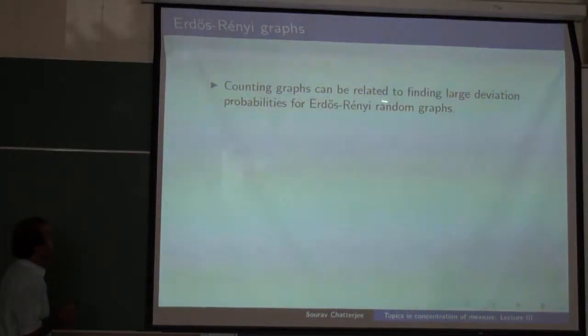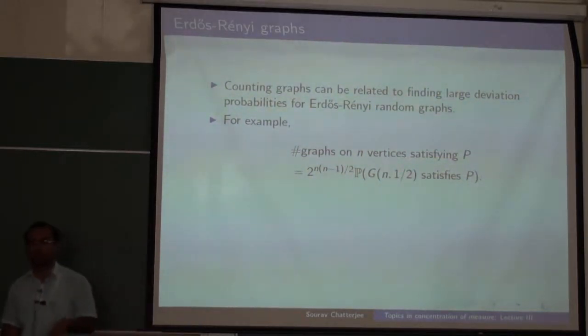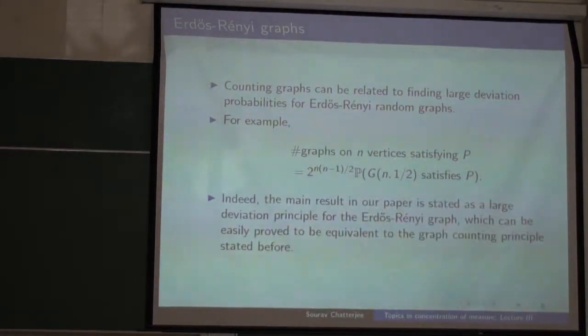Counting graphs is directly related to large deviations for Erdős–Rényi graphs. For instance, the number of graphs on n vertices satisfying a property P is just 2 to the n choose 2 times the probability that an Erdős–Rényi graph G(n, 1/2) satisfies P. This is one simple connection between Erdős–Rényi graphs and counting graphs with a given property, and you can connect it in various other ways.